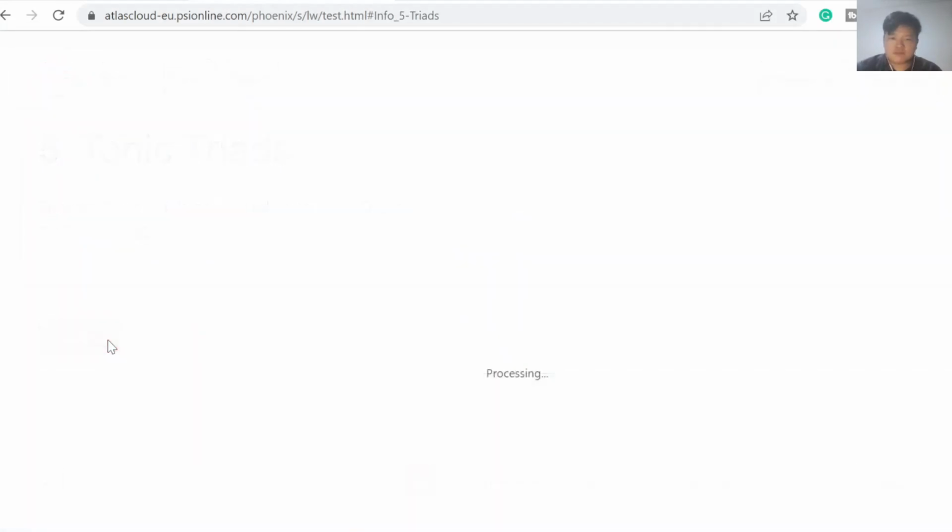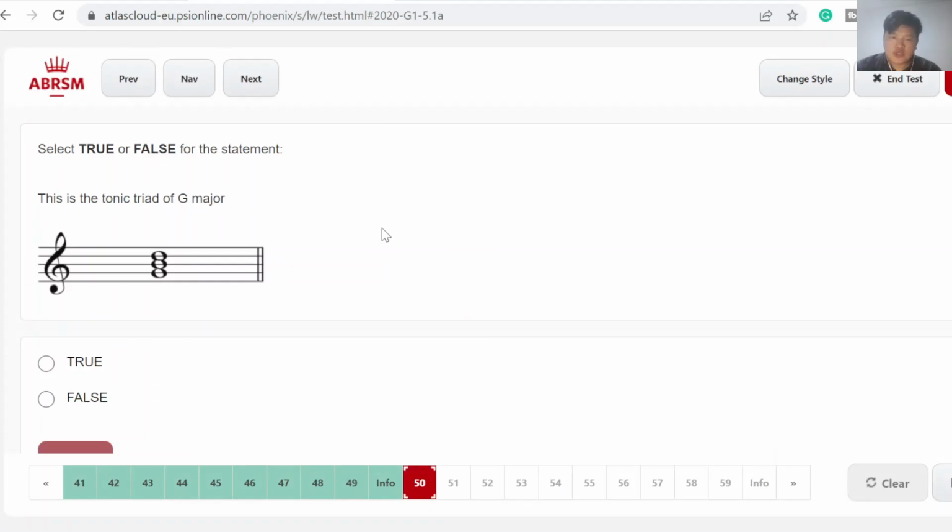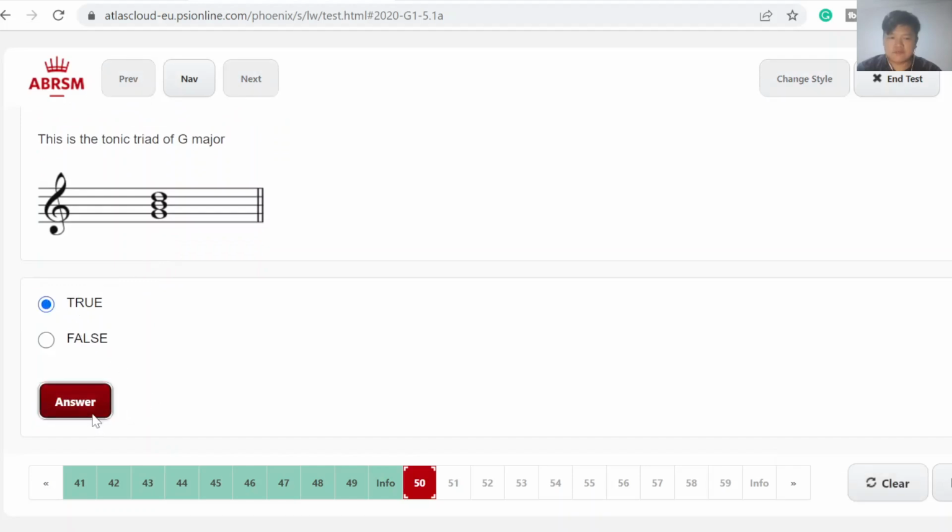So tonic triad. Tonic triad is formed by 3 notes, okay? Or you can call this a chord, correct? So in a pop song or contemporary music, they call this a chord. Okay, we call this the tonic triad. Tonic triad always starts with the first note of the key. For example, G major will start with the G. Okay, it's G, B, D. So this is G, B, D. Yes, correct.